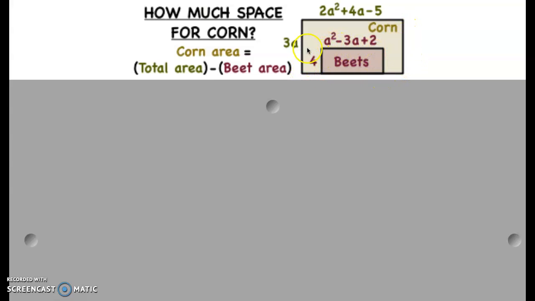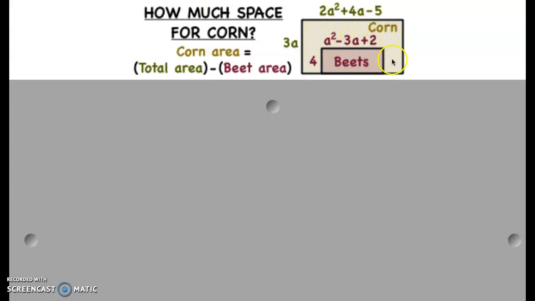Then it says the corn takes up most of the garden, but there's this little rectangle within that garden where I plant beets, okay? The length of where I plant beets is a squared minus 3a plus 2, and the width is 4. And I want to know how to find the area of where I'm planting the corn.